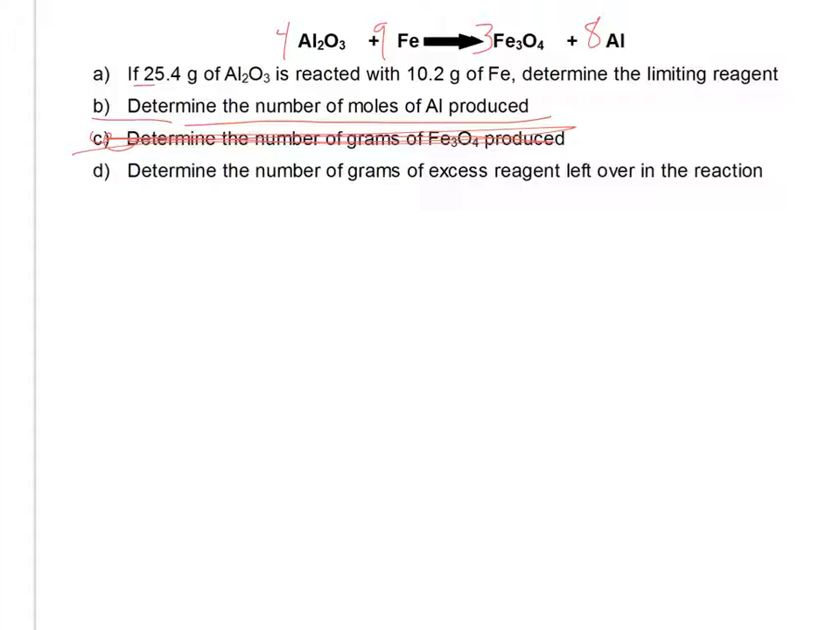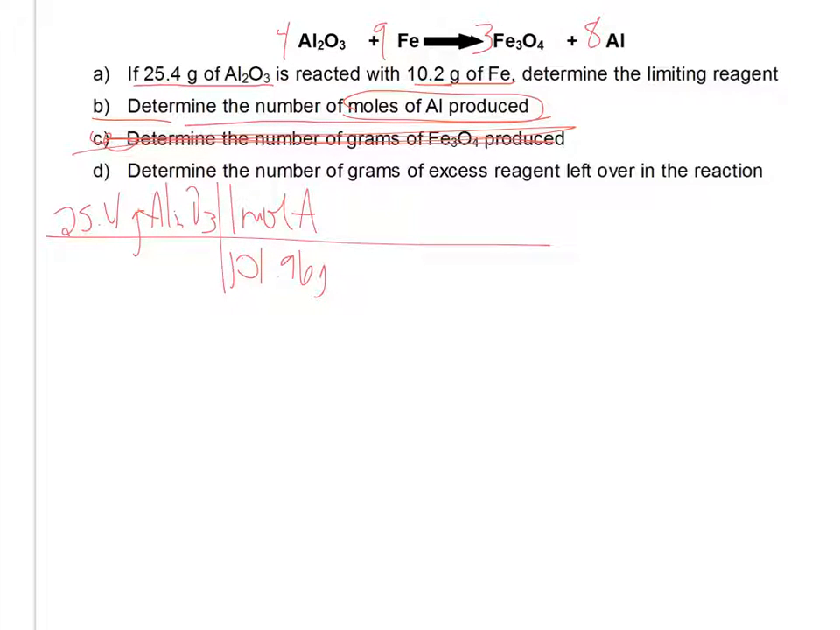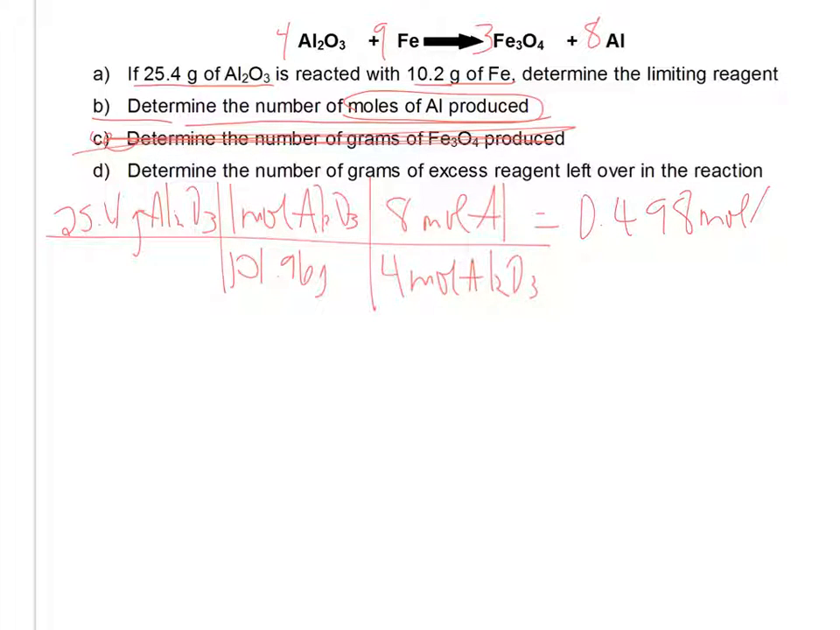Okay, so I'm going to start with 25.4 grams of aluminum oxide, see how many moles of aluminum I can make, and then I'm going to start with 10.2 grams of iron, see how many moles of aluminum I can make, and then I'm going to compare those 2 answers. So 25.4 grams aluminum oxide. I'm going to use molar mass to get to moles. So 101.96 grams is 1 mole of aluminum oxide. And from my equation, I know for every 4 moles of aluminum oxide, I can make 8 moles of aluminum. Okay, that gives me, with sig figs, 0.498 moles of aluminum.